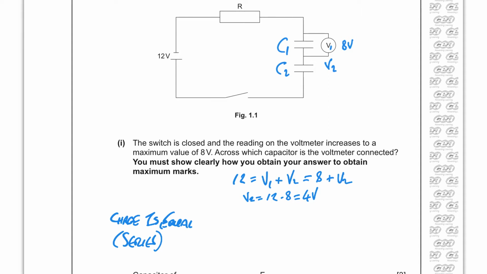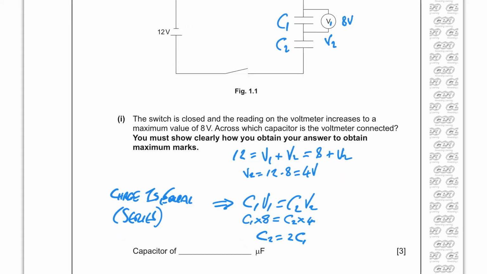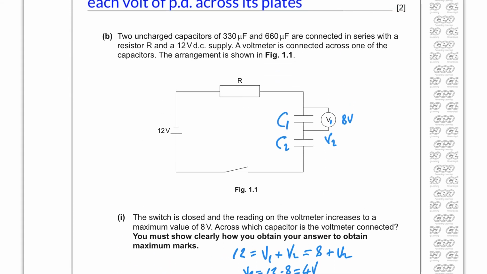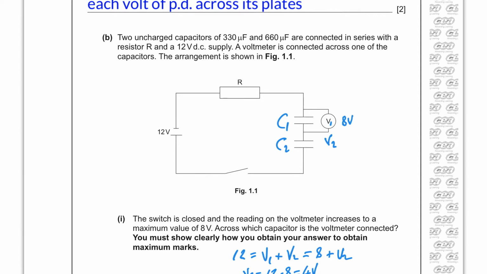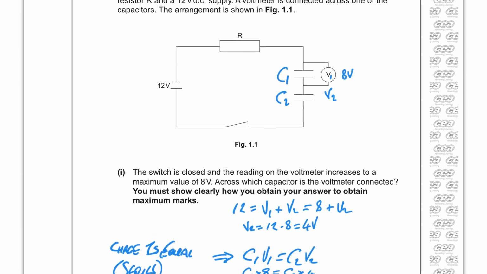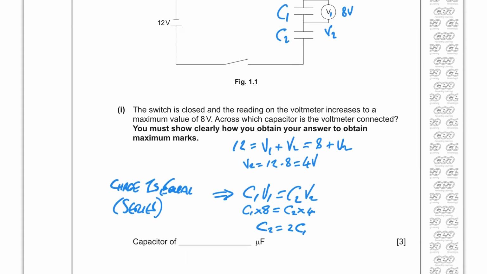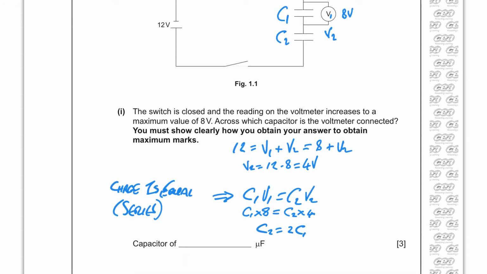We can also say that charge is equal on the two capacitors because they're in series. And that means that C1V1 equals C2V2, which means that C1 times 8 equals C2 times 4. Which means that C2 equals 2C1. Looking at the values of the capacitors, since one is double the other, we can immediately say that C2 is the 660, and therefore C1 must be the 330.